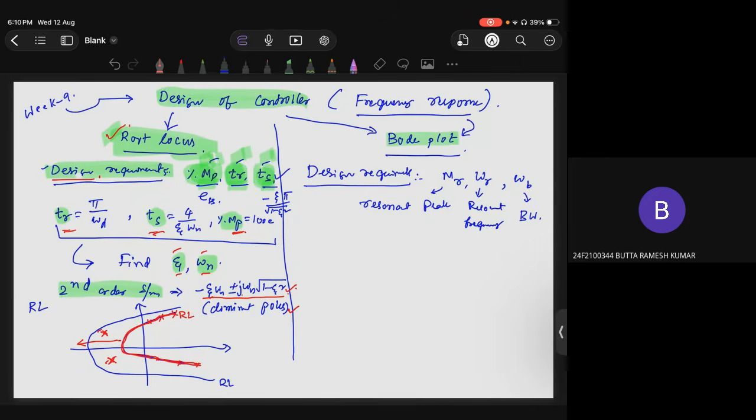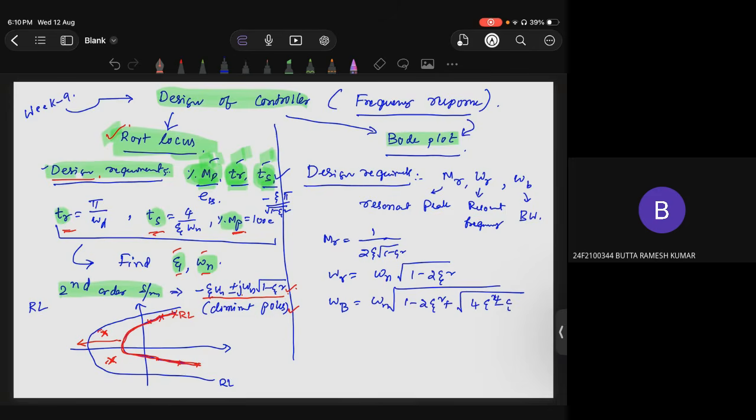Okay, so you'll have the formulas again for these also. Mr is 1 by 2 zeta root over 1 minus zeta square. Similarly, omega r is omega n root over 1 minus 2 zeta square. Similarly, the bandwidth omega b will be omega n root over 1 minus 2 zeta square plus root over 4 zeta power 4 minus 4 zeta square plus 2. Okay, so these are the formulas we have.